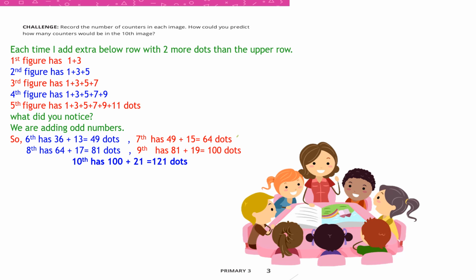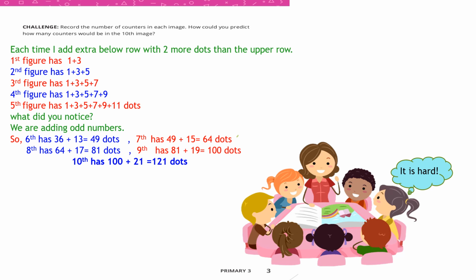And in 8th we will take 64 and add 17. In 9th we will take 81 and add 19. And the last figure, the 10th one, has 100 plus 21, which are 121 dots.